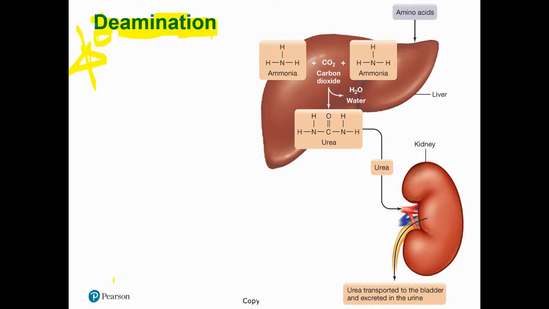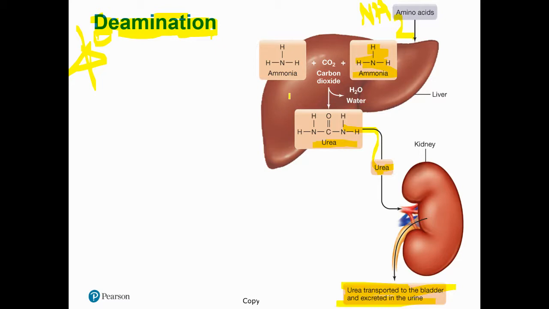Remember I said that in any of those three instances, we need to get rid of the amine compound, the nitrogen. And I said that we're going to take that amine group, the NH2, and we're going to convert it to NH3, which is ammonia. And then we're going to convert the ammonia to urea, and then the kidney is going to process out all that extra urea in the urine, right? So this is the process of deamination. This is the process of getting rid of the amine group when we're going to use the carbon skeleton of the amino acid to make glucose, to make triglyceride, or to be used as energy directly.